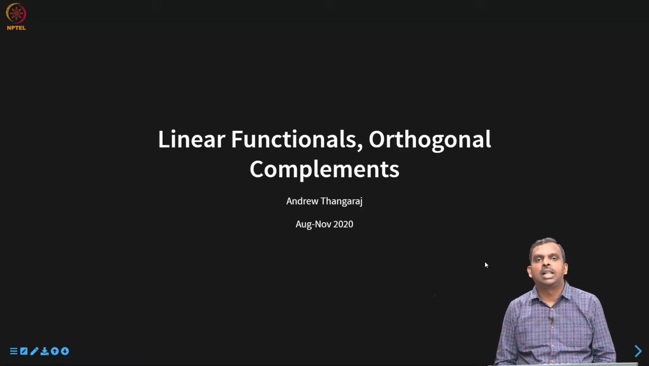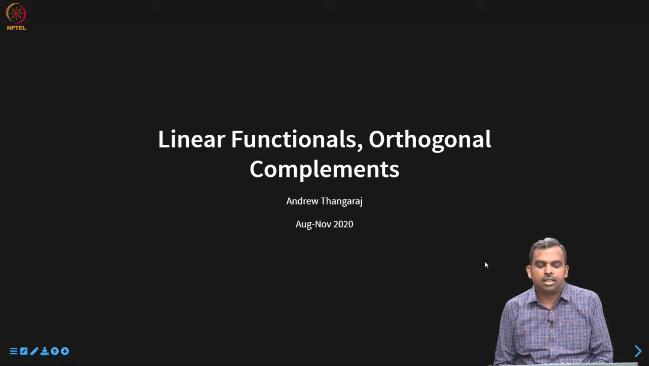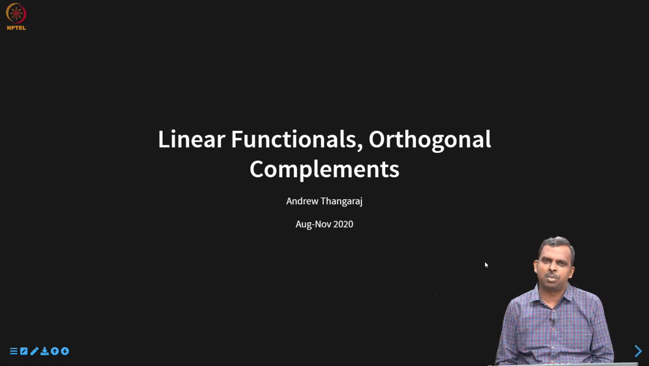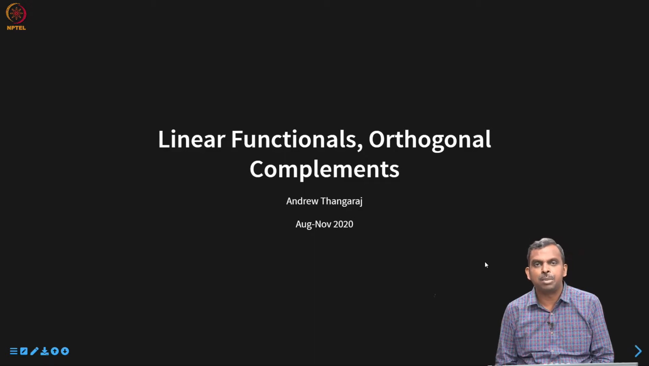Hello and welcome to this lecture. We're going to deal with two topics in this lecture. These are closely associated with inner products and they tie up with subspaces and all these other things that we've been studying so far. One is linear functional. It's actually a special case of a linear map and it has a very interesting and simple connection to inner products. So that's something that we will see.